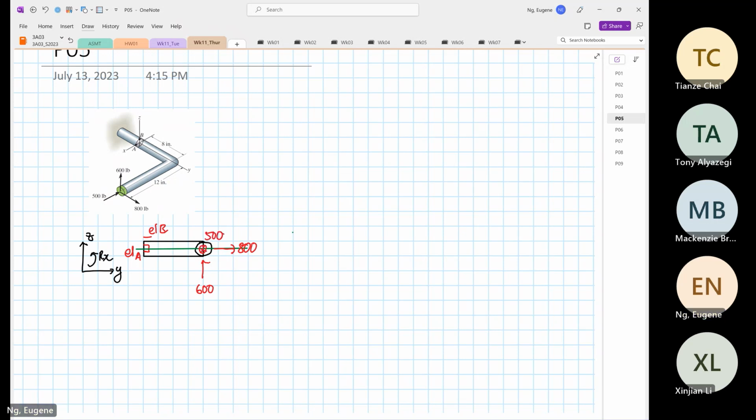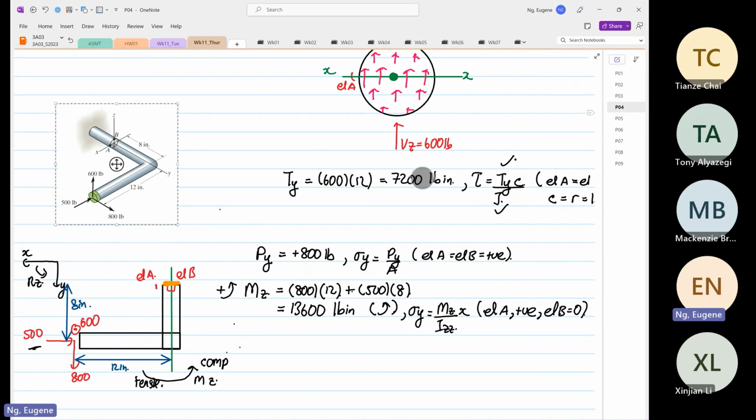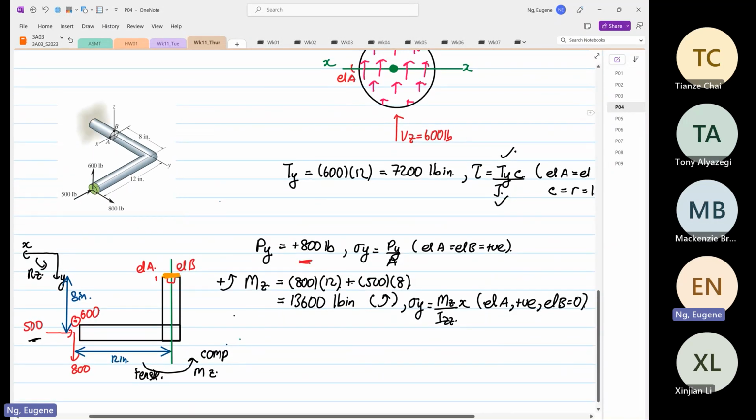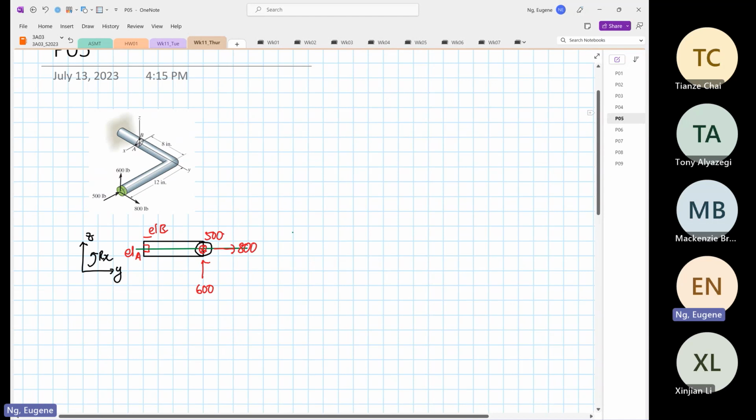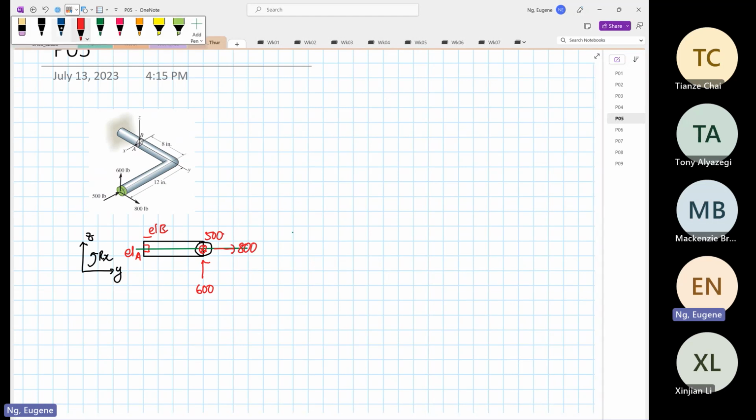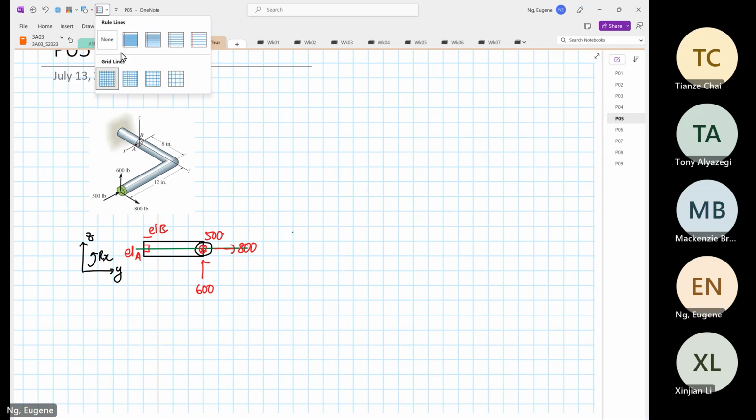Okay. So the 800 will induce axial load, which we already have. So Py is equal to 800, which we have in our previous analysis. So this one is done. Then we realize that there's a moment in the x direction. From here, we can see there's a moment in x.